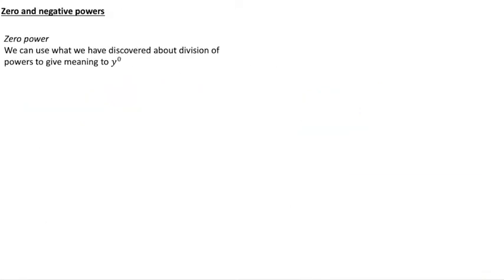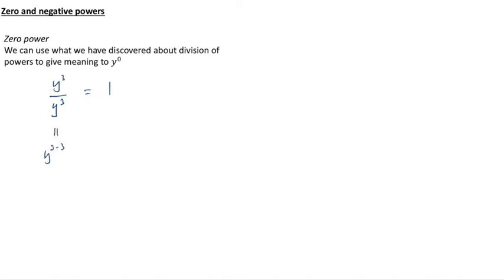So we need to think about zero and negative powers. And for the 0 power, we can use what we've discovered about division of powers to give meaning to y to the power of 0. And in a sense, we are extending the way we deal with positive whole number powers by making the rules make sense as we extend into other numbers like 0. So we know that any number divided by itself is equal to 1, so we can say y cubed divided by y cubed is 1.